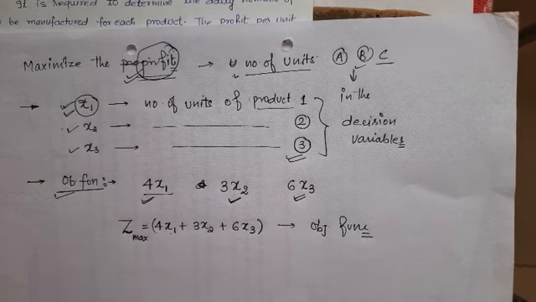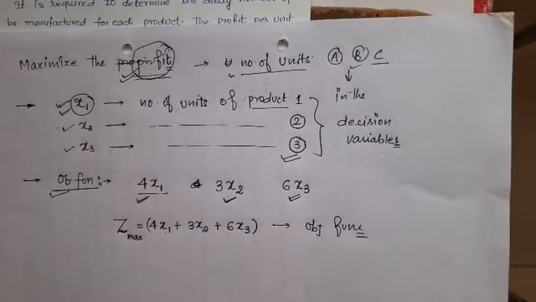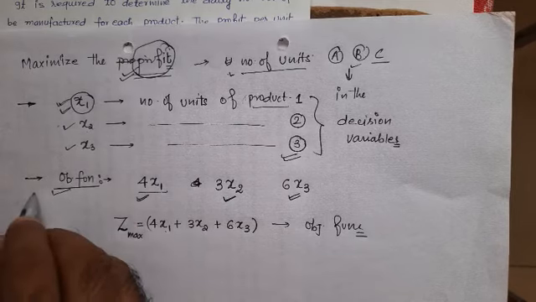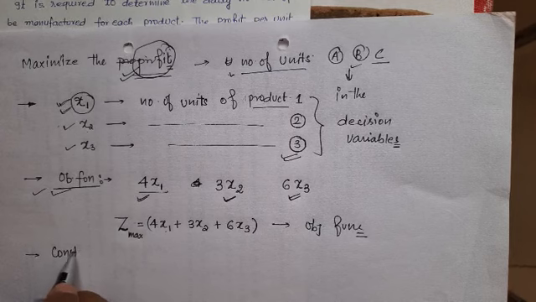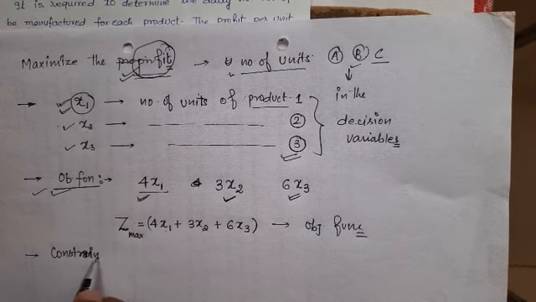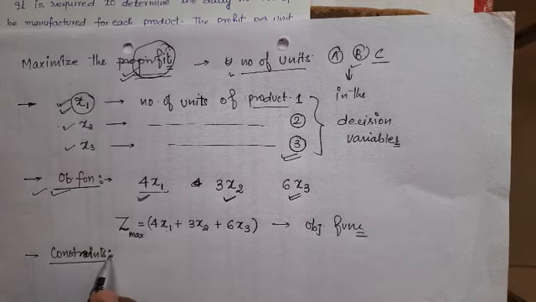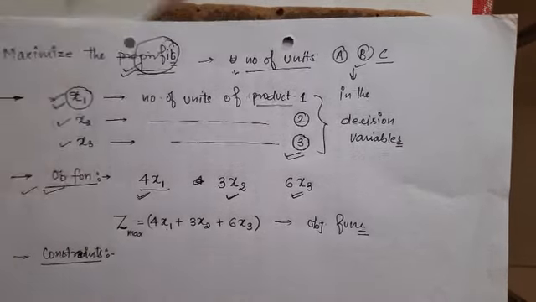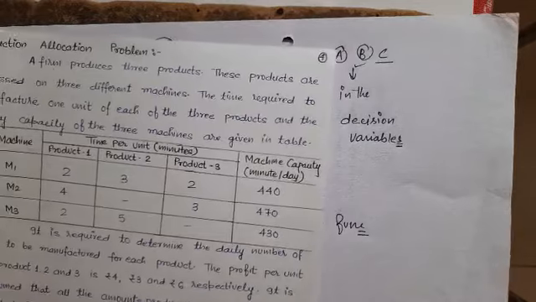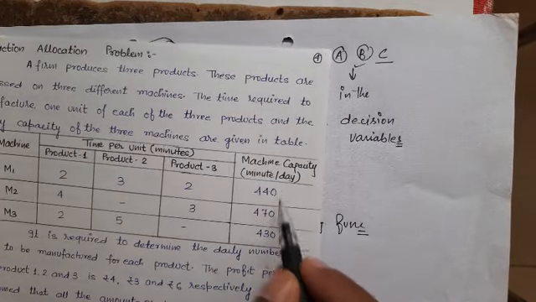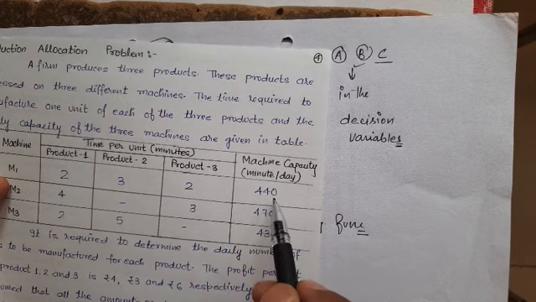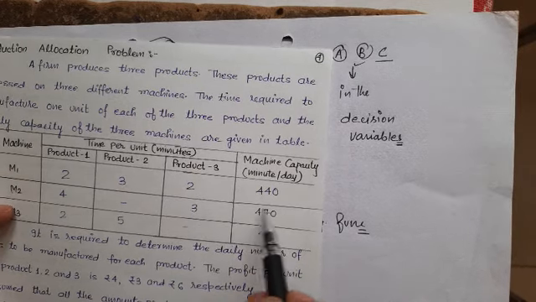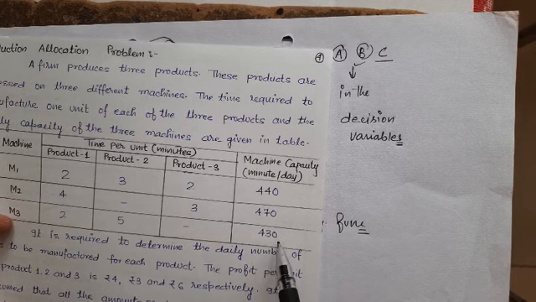So moving to the third step, this is the first decision variable, this is the objective function. Now we are writing constraints. What are the constraints? In this particular problem, the constraints are the running time of the machines. M1 cannot run beyond 440, M2 cannot run beyond 470, and likewise M3.